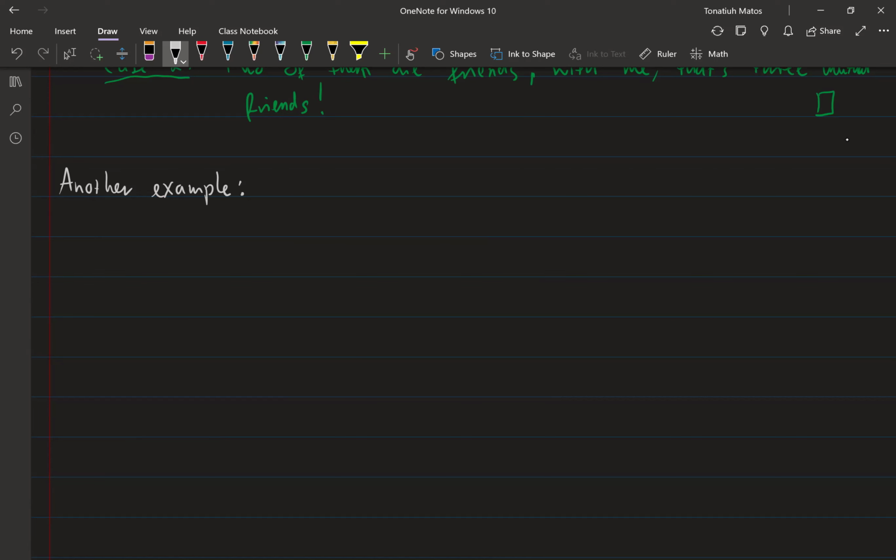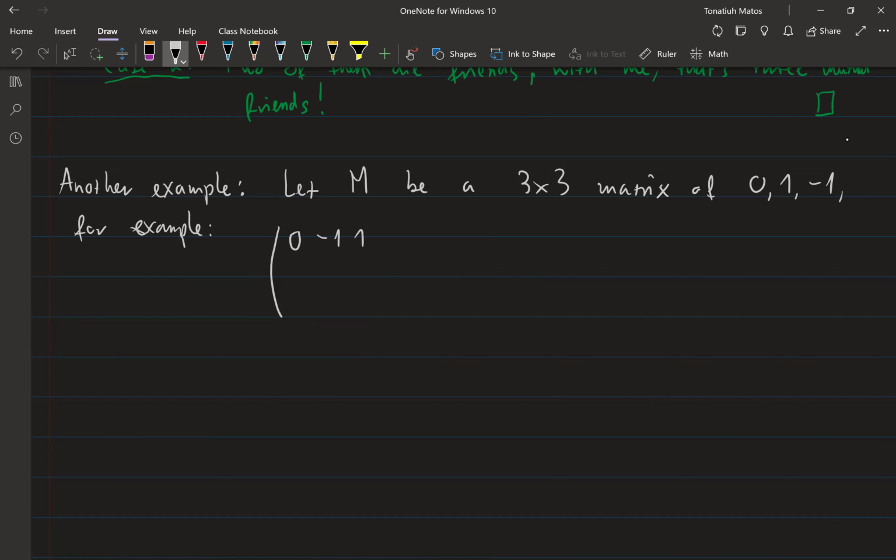We have a matrix. Let M be a 3 by 3 matrix of 0, 1, and -1. These matrices have a name. They're called like purely stochastic or something like that. I'm not really sure, but we don't care. So for example, the matrix could have something like 0, -1, 1, 0, 0, 1, -1, -1, 1, right? That's a valid 3 by 3 matrix that only has entries like this.